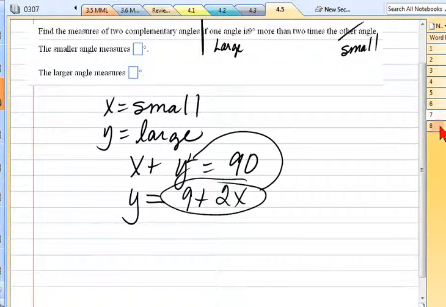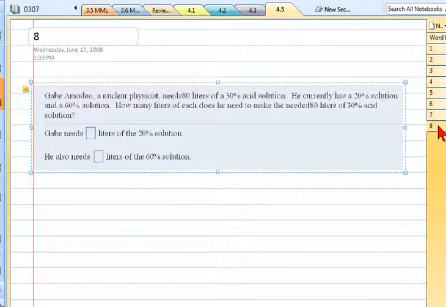Last one. It's another liquid mixture problem. I know you can't read it in the classroom. I'll read it out loud. Somebody named Gabe, a nuclear physicist, needs 80 liters of a 30% acid solution. He currently has a 20% and a 60% solution. How many liters of each does he need to make the needed 80 liters of 30% solution?